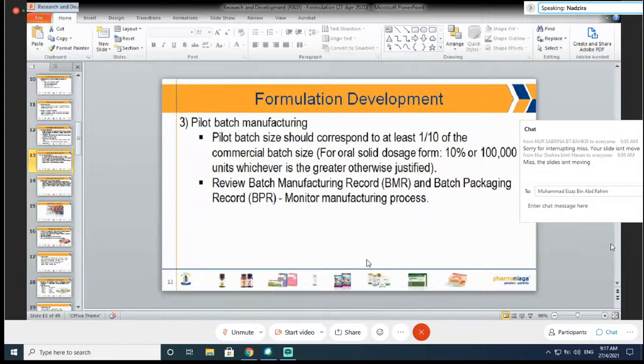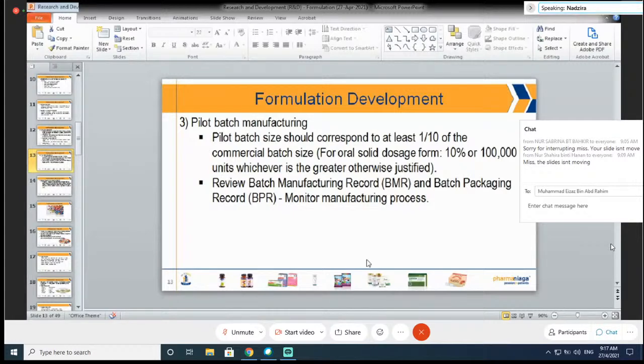After we get the optimized and stable formula, we will proceed with the pilot batch manufacturing, which is done at manufacturing size. The pilot batch size corresponds to at least 1/10 of the commercial batch size. For oral solid dosage form, it is basically at least 10% or 100,000 units, whichever is greater, unless otherwise justified.